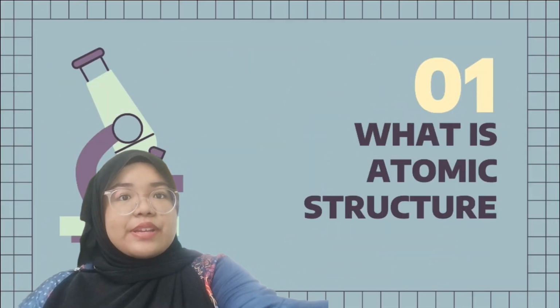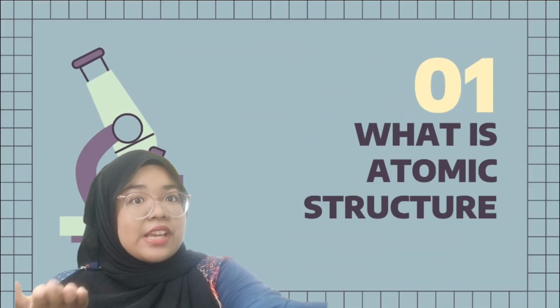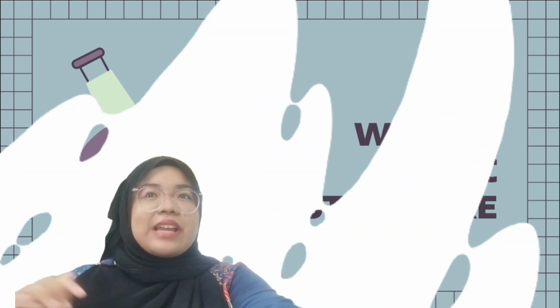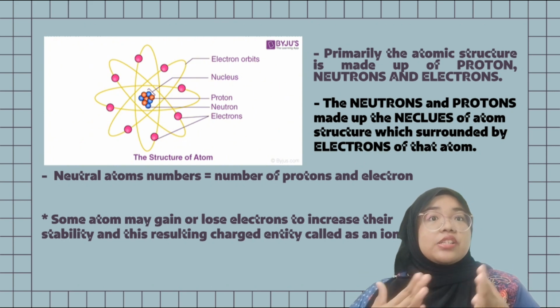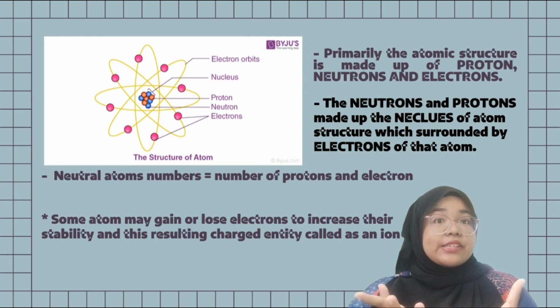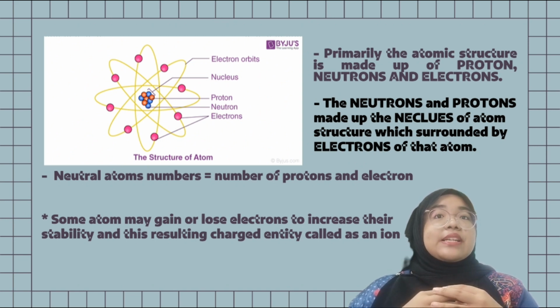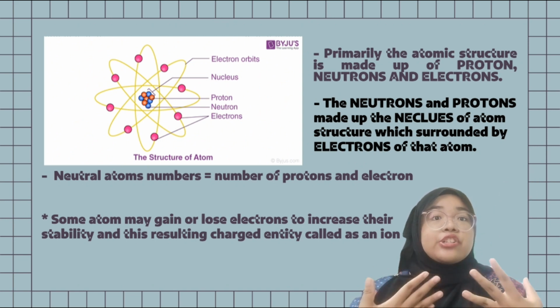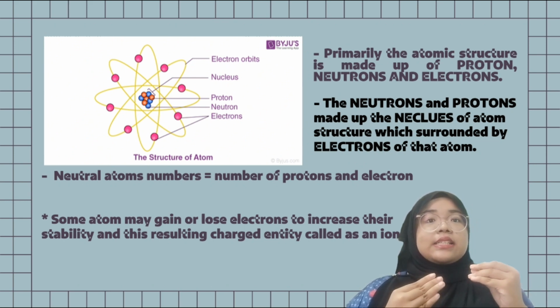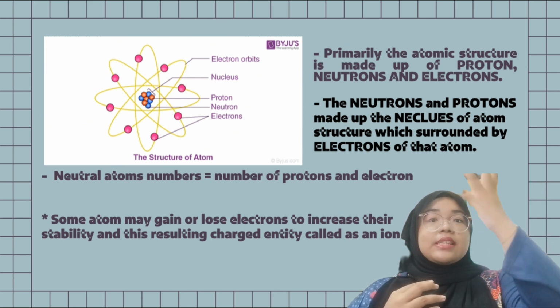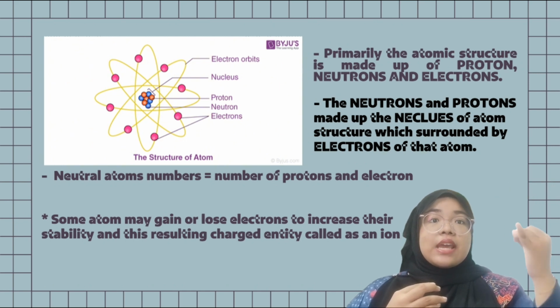So the first one is what is atomic structure? So let's get through it. Primarily, the atomic structure is made up of protons, electrons, and neutrons. The neutrons and protons make up the nucleus of the atom, which is surrounded by the electrons of that atom. So totally, the electrons will surround the nucleus that contains neutrons and protons.